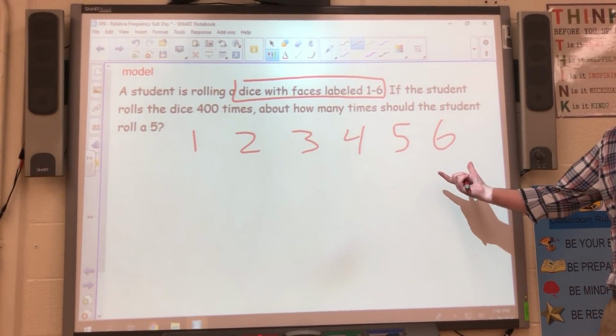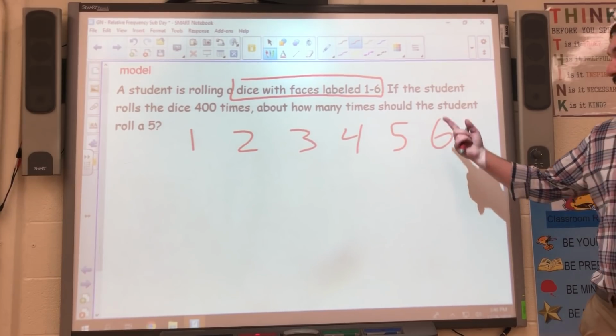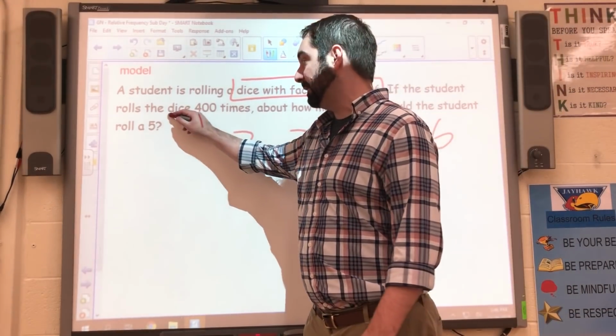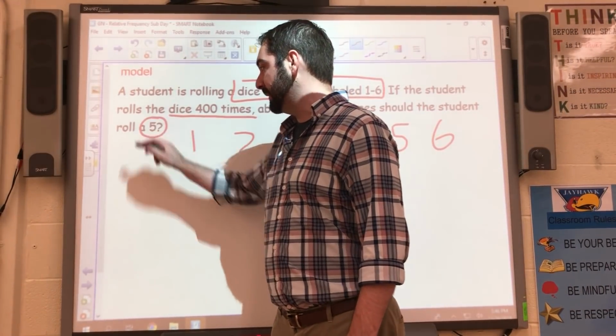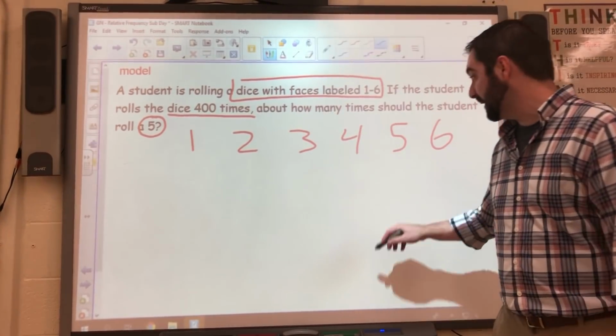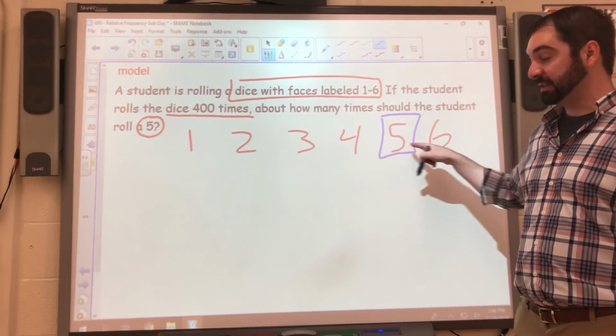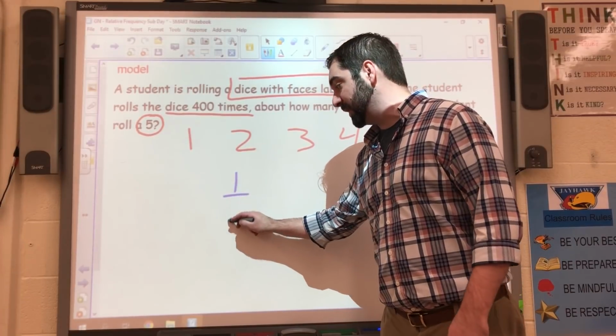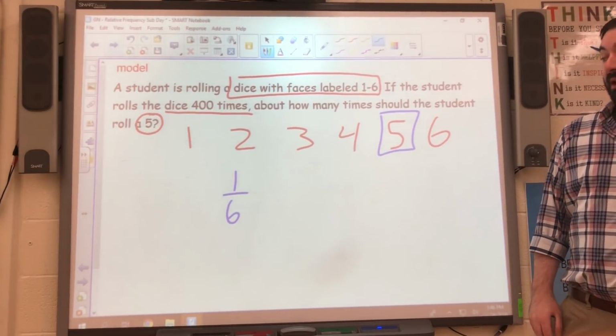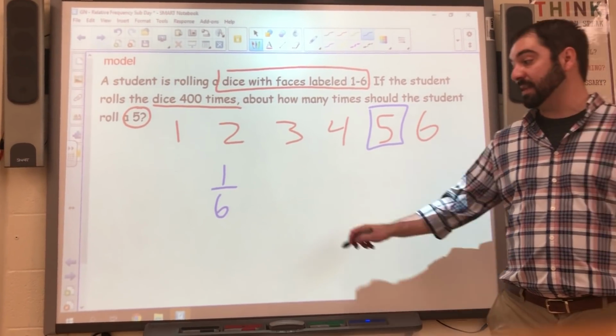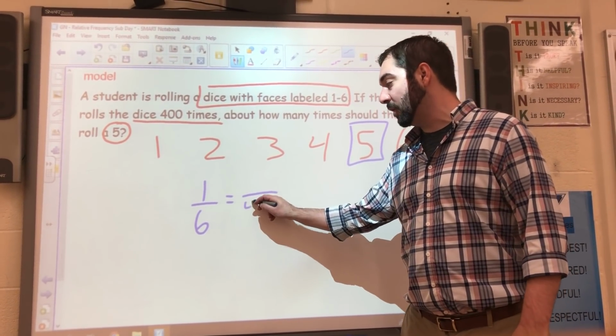We have the 6 numbers on a dice, 1, 2, 3, 4, 5, 6. And they want to know, what's the probability that if we rolled it 400 times, we would get a 5? Well, on my dice, there is one 5 out of 6 choices. So I know that the probability of winning that carnival game would be a 1 in 6 chance. And again, they want to see how many times if we rolled 400 times.